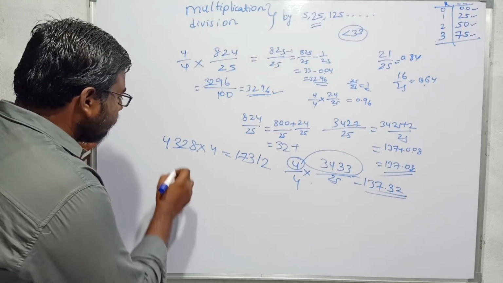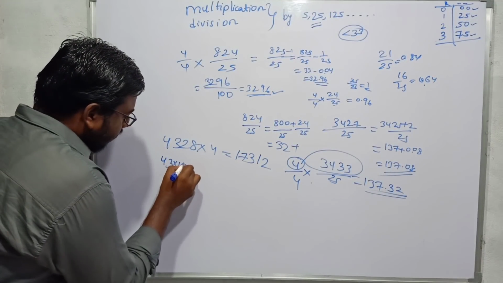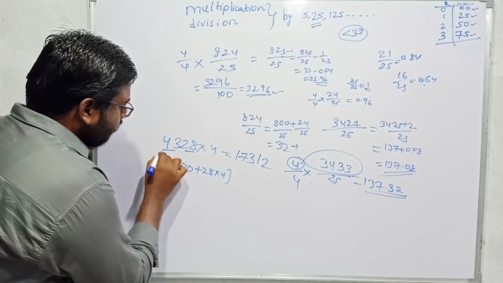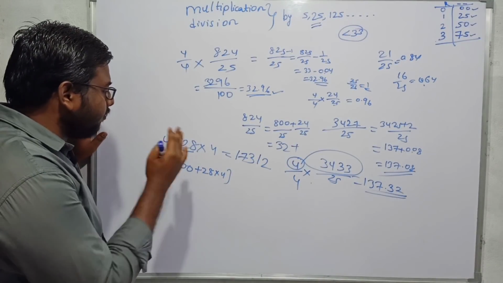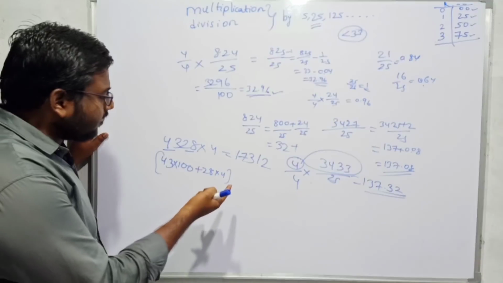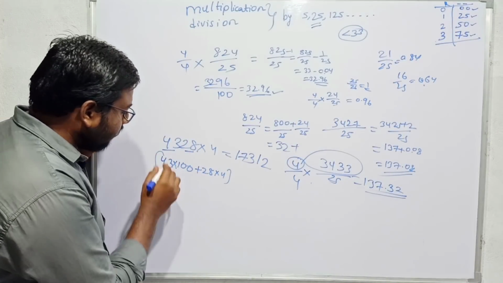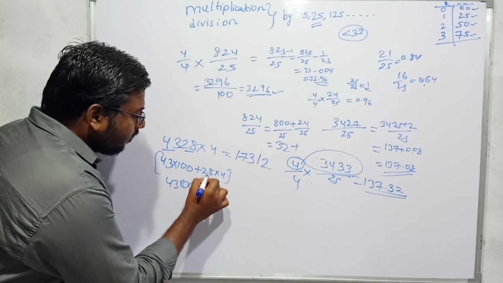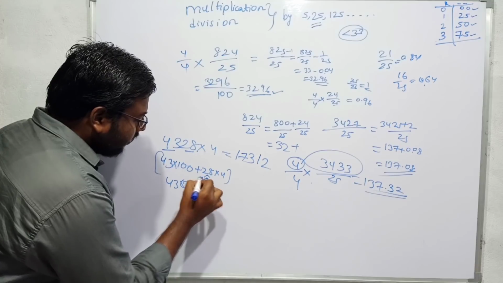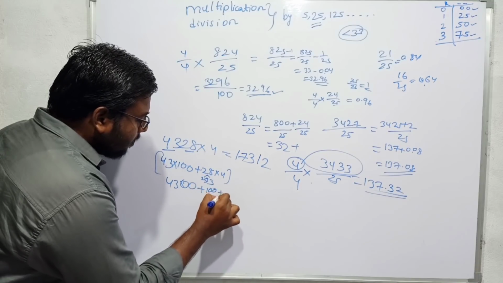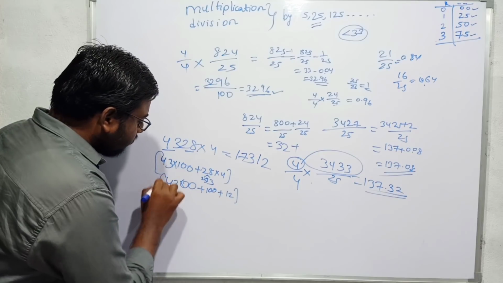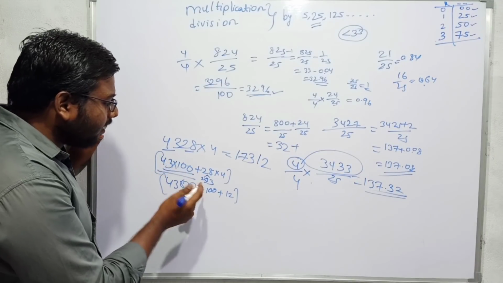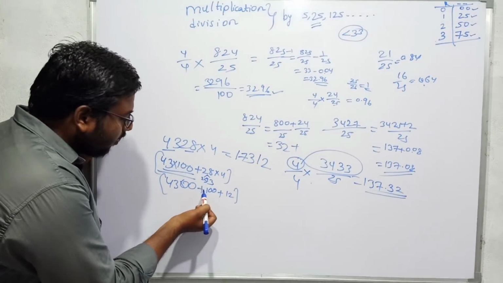Why does this apply? Because I will say the clear reason. 43 into 100, I am splitting this into 2 parts, 28 into 4. Why did I add 1 to 172? Because of this 25. So 43 into 100, that is 4300, plus 25 into 3. 25 into 4 is 100, plus 4 into 3 is 12. So this is the one which I grouped with the multiple of 100, 4300, but here 100 is forming because of 25. So 1 will be added.